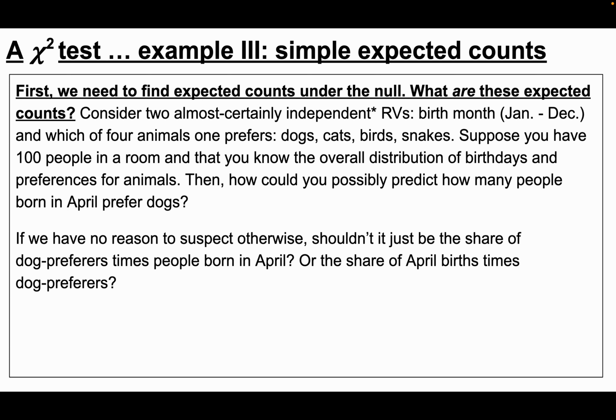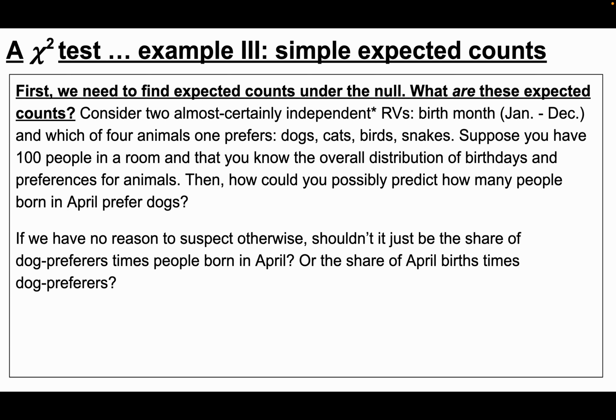So if we have no reason to suspect otherwise, shouldn't it be the share that prefer dogs times the number of people born in April? So you'd find out 25% of people prefer dogs most, and about 10 people here were born in April. So we should expect to see about a quarter of 10, or 2.5 people, which is not possible, but that would be what our expectation would be.